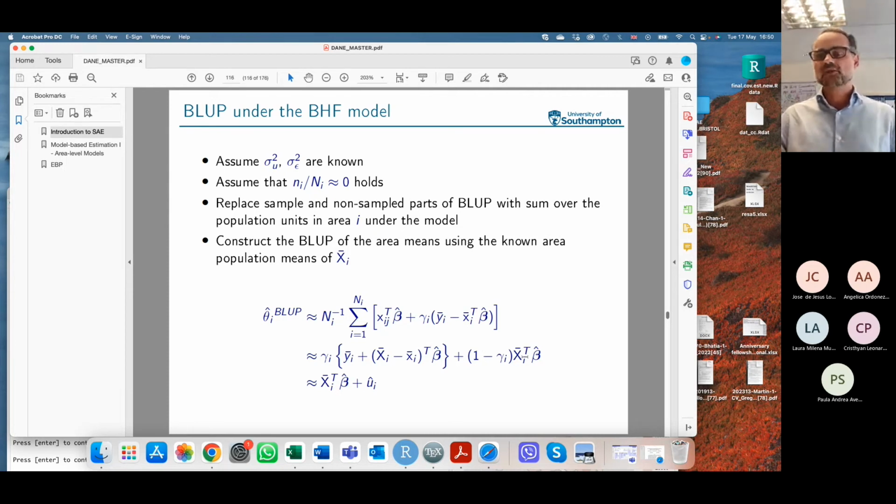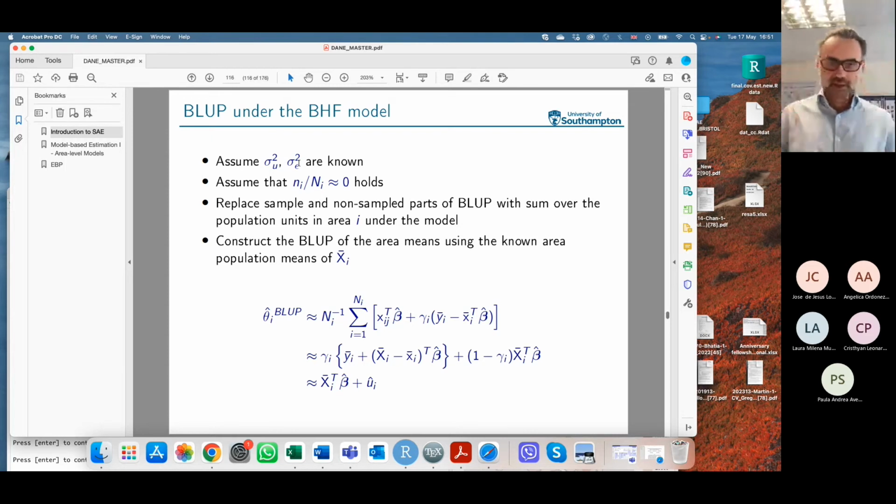Okay. And if you do a bit of algebra, you will see that this can be written as a combination of two parts. One is based on the regression synthetic estimator, so X bar i. Remember, this X bar i are the population means at the area level of the covariates times beta hat, and also on another part that again will look familiar to you, which is basically y bar i plus X bar i, the population mean of the covariates in municipality i, minus small x bar i, which is the sample equivalent, times beta hat. And again, we need to use weights gamma i and 1 minus gamma i. Effectively, this is nothing more than taking the population averages of the x's in municipality i, multiplying them by beta hat, and adding a predicted random effect, or a random effect that we haven't predicted yet, because we assume that sigma squared u and sigma squared epsilon are known in this case.